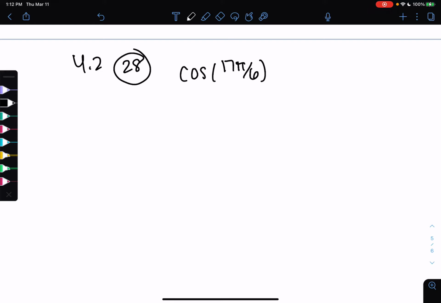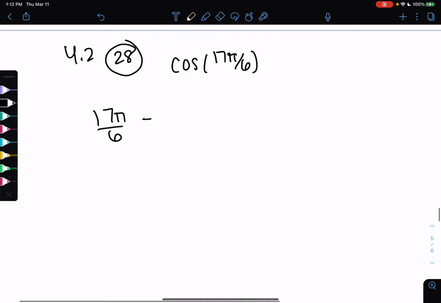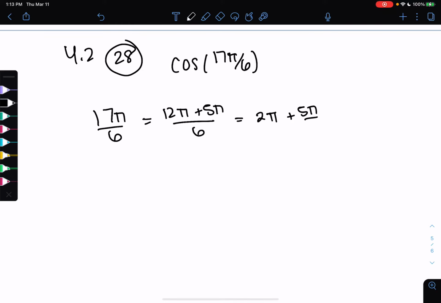So I try to think of multiples of 6 so that I can split it up into two fractions. So 17 pi over 6, maybe 12 pi plus 5 pi over 6. And I like 12 pi because 12 over 6 is 2. So this would give me 2 pi plus 5 pi over 6. So this tells us we're going to do one full circle, right? We like 2 pi because it's a full circle, and then we'll go to 5 pi over 6.